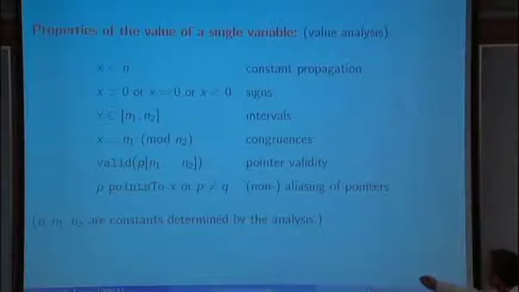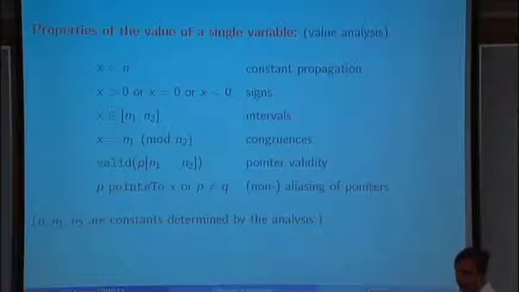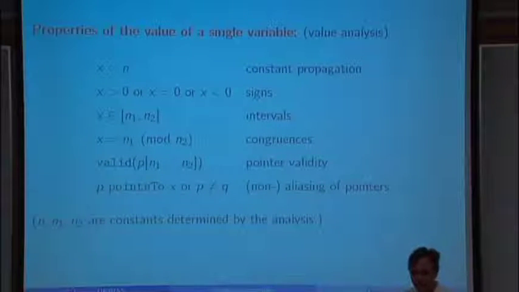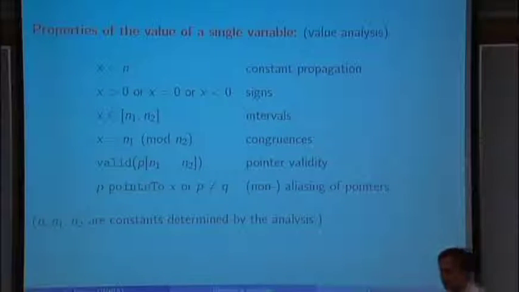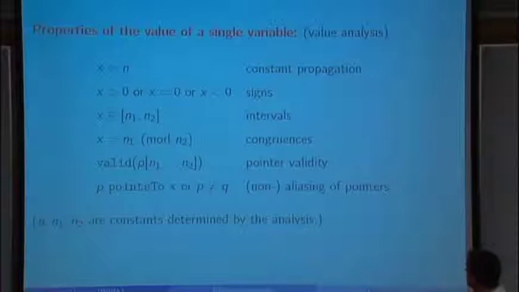Oh yeah, so all those properties are properties of the value of a single variable. So it's called value analysis. And then on the next slide, there will be properties of several variables. And that's called a relational analysis. So for value analysis, we have, for instance, whether a variable is equal to a compile time constant, whether a variable is 0, positive, or negative.